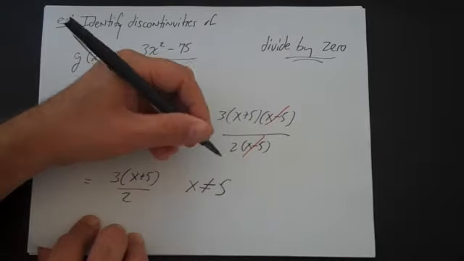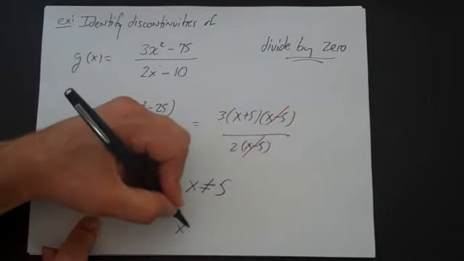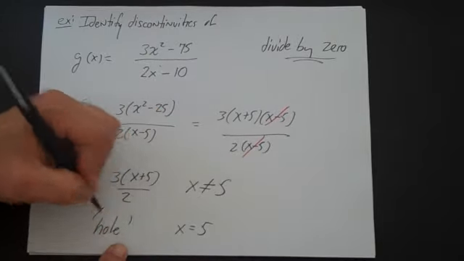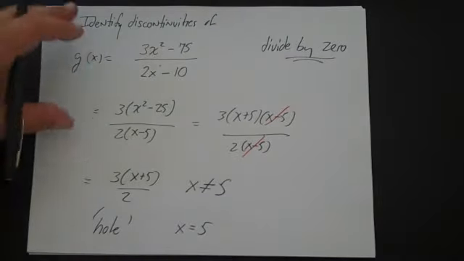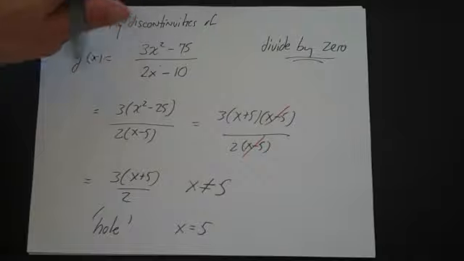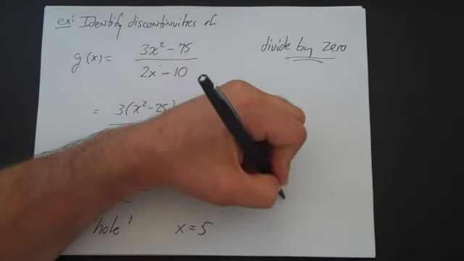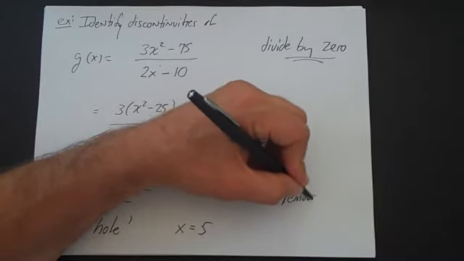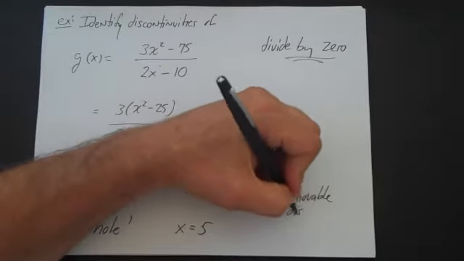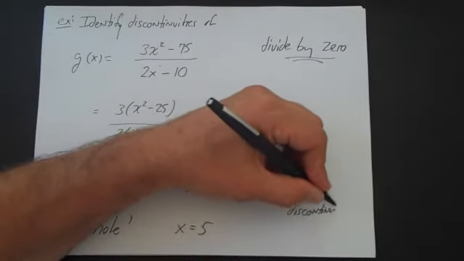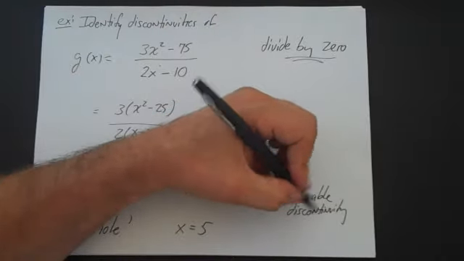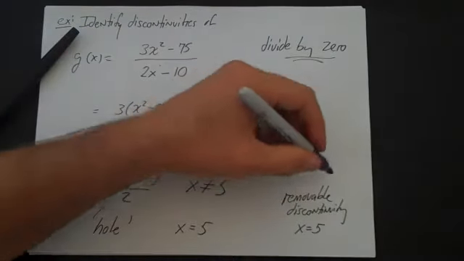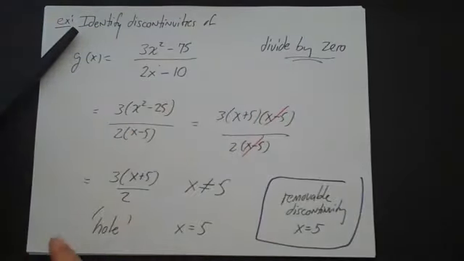Because if x is equal to 5, you would have a removable discontinuity, or what we might call a hole. Since the question isn't to simplify the function but to identify the discontinuities, this would be your answer: there's a removable discontinuity at x equals 5. Sometimes I'll ask you, what is the discontinuity, and is it removable, or is it infinite?